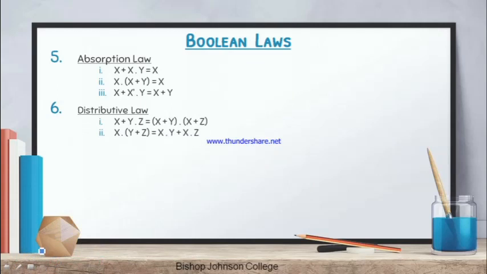Then the distributive law. X plus y dot z is equal to x plus y, dot, x plus z. And second, x dot y plus z is equal to x dot y plus x dot z. Then the associative law: x plus in bracket y plus z is equal to x plus y in bracket plus z. And x dot y dot z is equal to x dot y dot z.